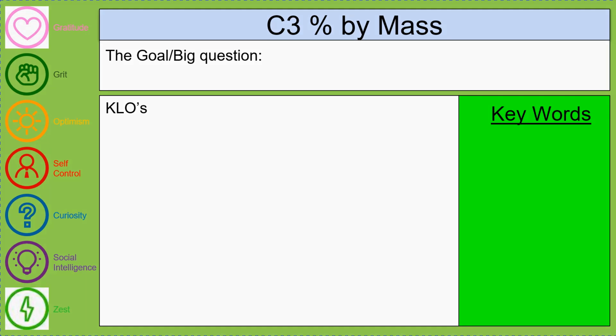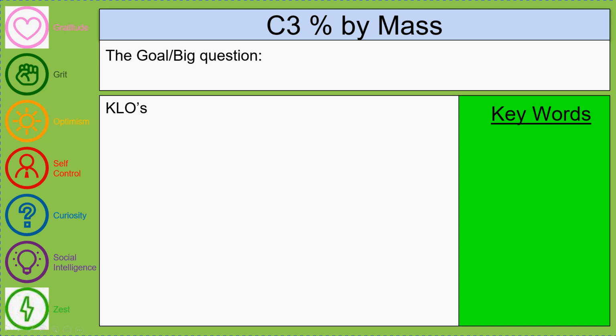Hello Year 9. So we are going to use the atomic masses and the formula masses that we've been doing over the last few days to come up with the calculation for percentage by mass. So we're finding out the percentage compositions of different compounds. So we're bringing together the two ideas that we've done in the last couple of days.